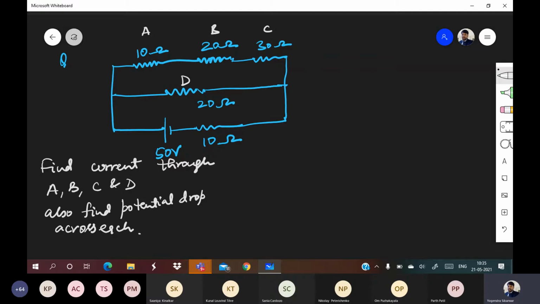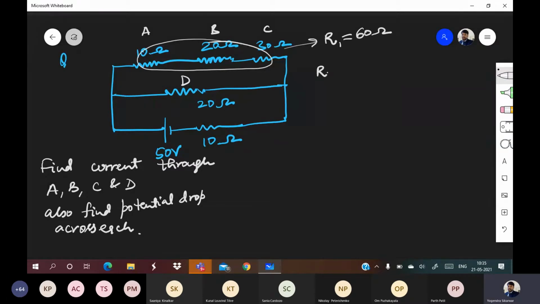Okay, everyone, enough time given. Please pay attention. In this question, if you see, these three are in series. And if these three are in series, that means their resistance will be 60 because 10 plus 20 plus 30. So R1 I am calling it, and that is 60 ohm. And this is 20. So 60 and 20 are in parallel.